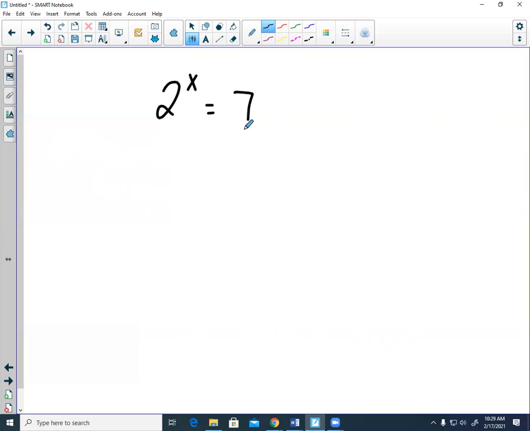I have 2 to the x power. I want x to be out of there. If I want x to be out of there, how do I get rid of an exponent? I take the log of it. When I'm taking the log, I use the same base as the base that I have right now. So what I'm going to do is put a big log 2 on both sides. So I'm taking log base 2 of both sides. And then everything else goes into the problem the same exact way that it was before.